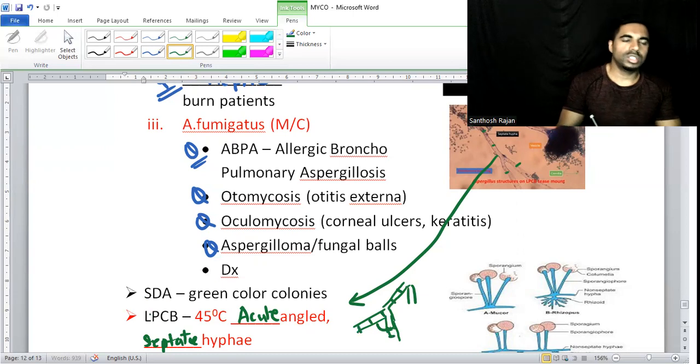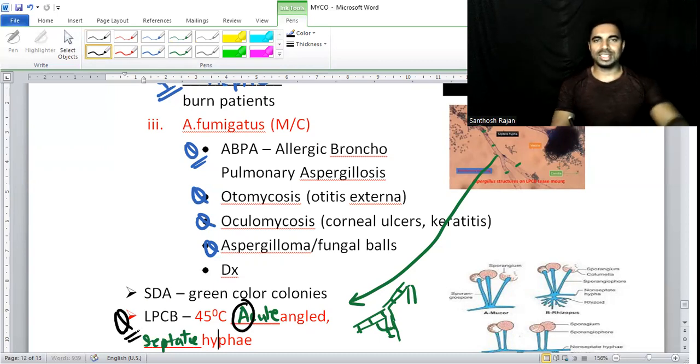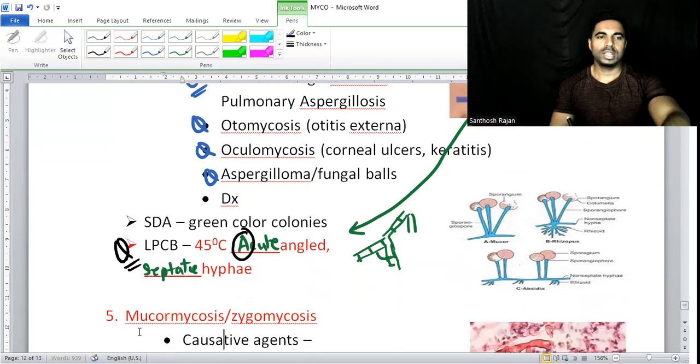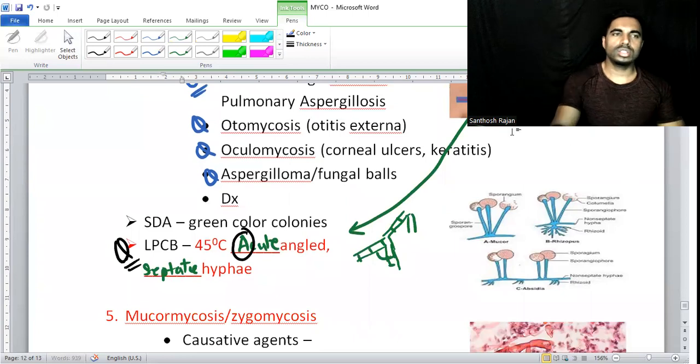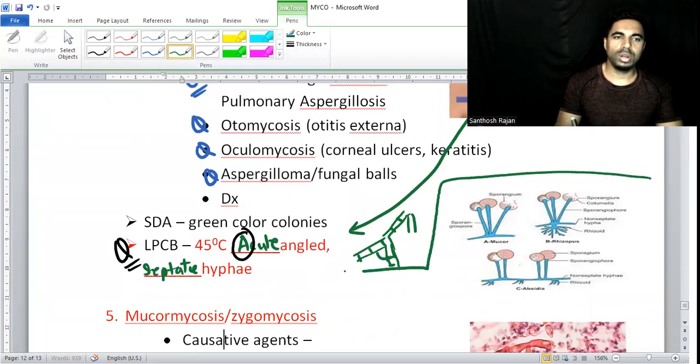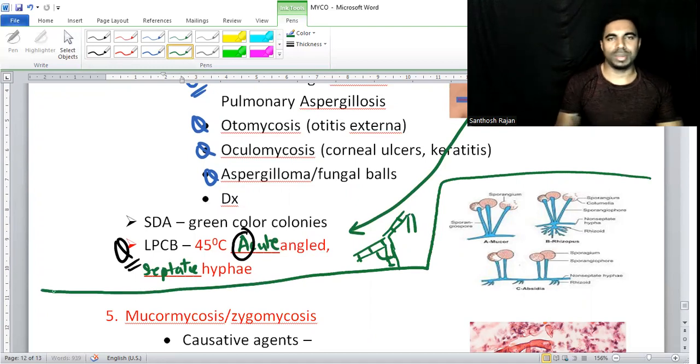Okay, that's it. So this is for Aspergillus. Aspergillus is acute. A for A or acute, whatever you remember, septate hyphae. Acute angle, septate hyphae. Okay, got it? Yes. Now, this is for your Aspergillus. Now we are going to your last topic.